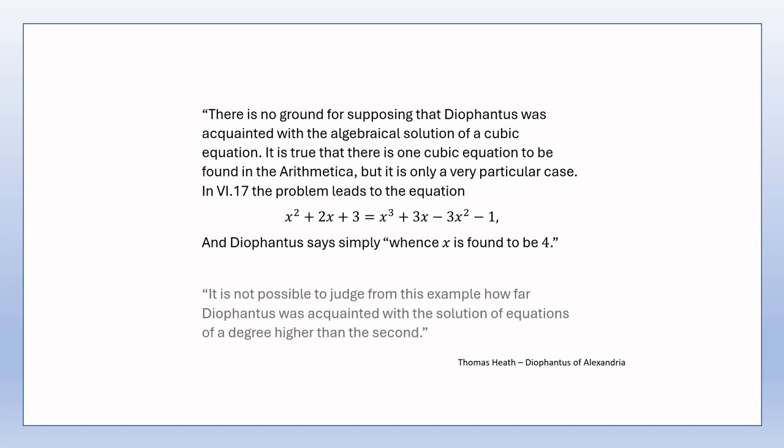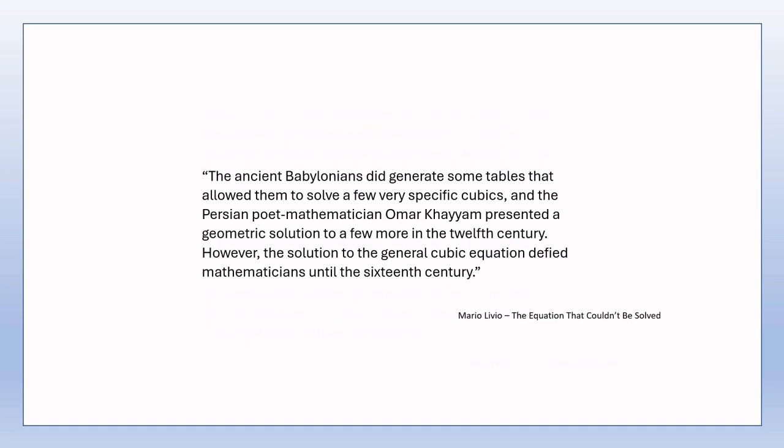He goes on further to say, "It's not possible to judge from this example how far Diophantus was acquainted with the solution of equations of a degree higher than the second." And we read in Mario Livio's book, The Equation That Couldn't Be Solved, the ancient Babylonians did generate some tables that allowed them to solve a very few specific cubics, and the Persian poet-mathematician Omar Khayyam presented a geometric solution to a few more in the 12th century. However, the solution to the general cubic equation defied mathematicians until the 16th century.